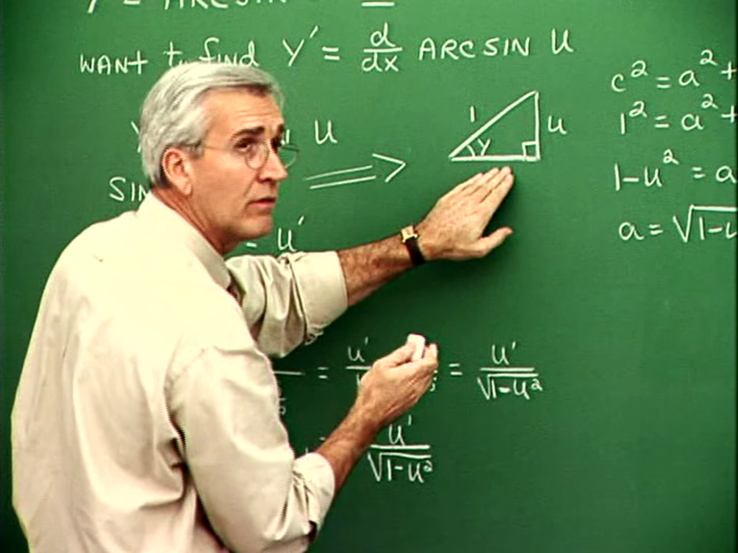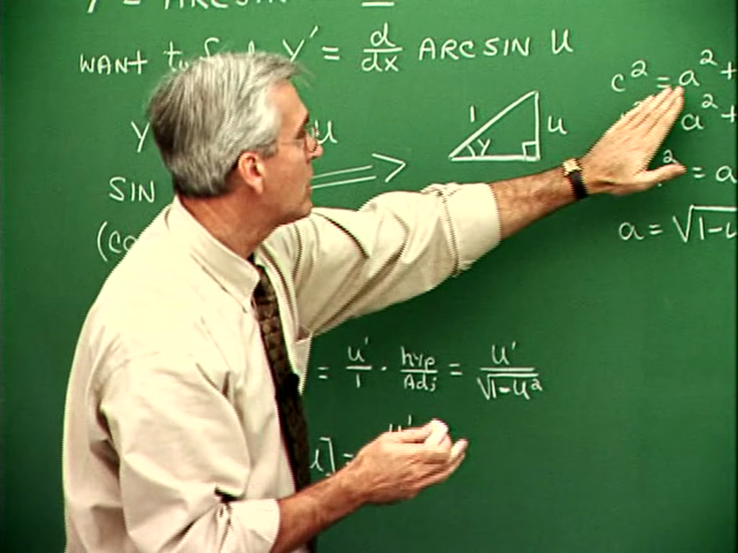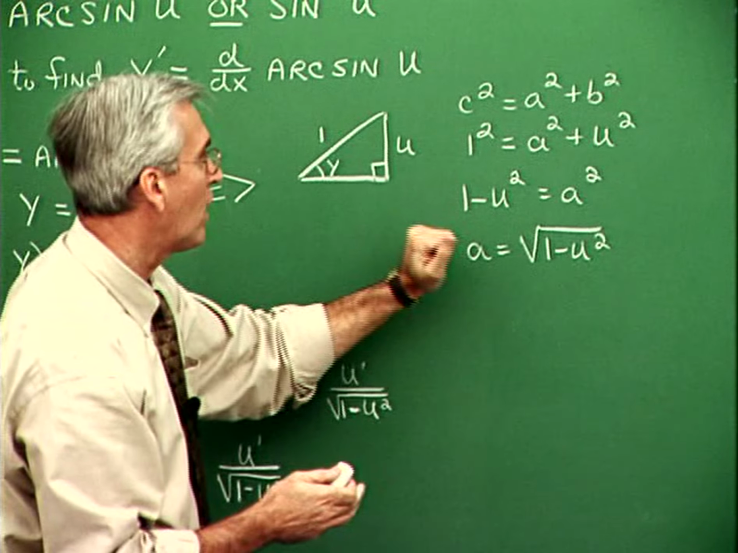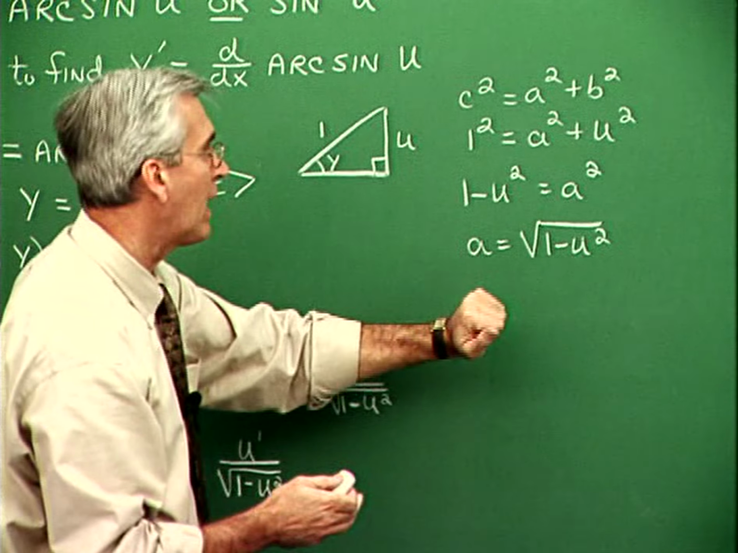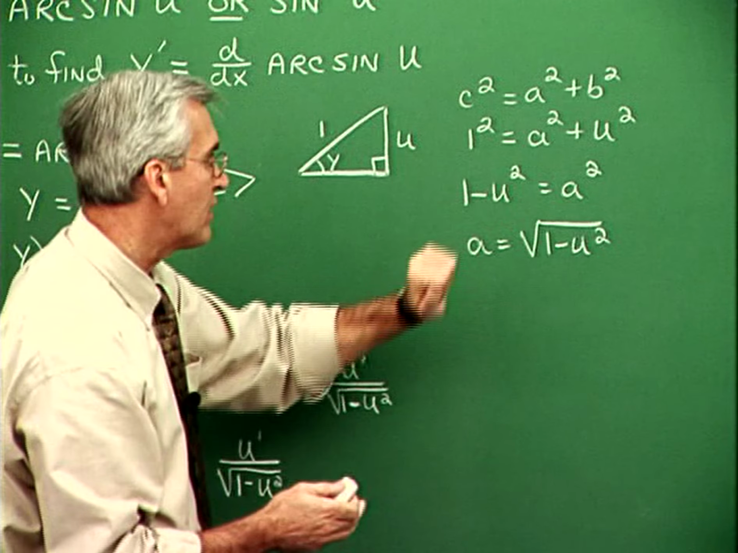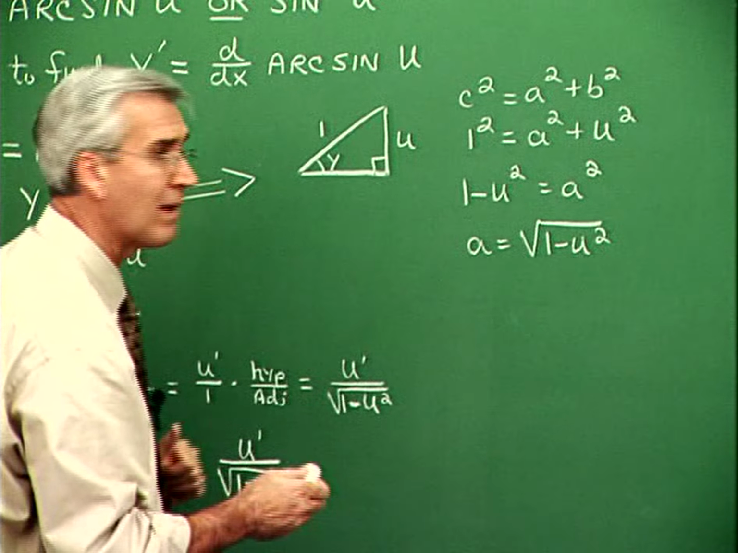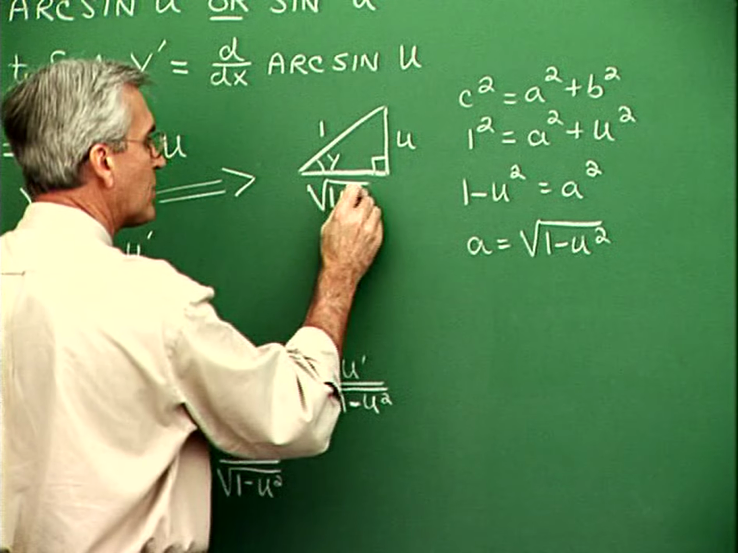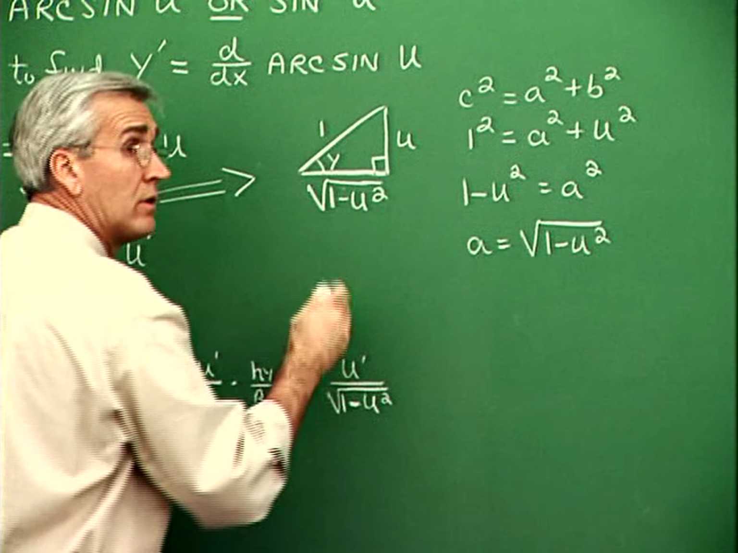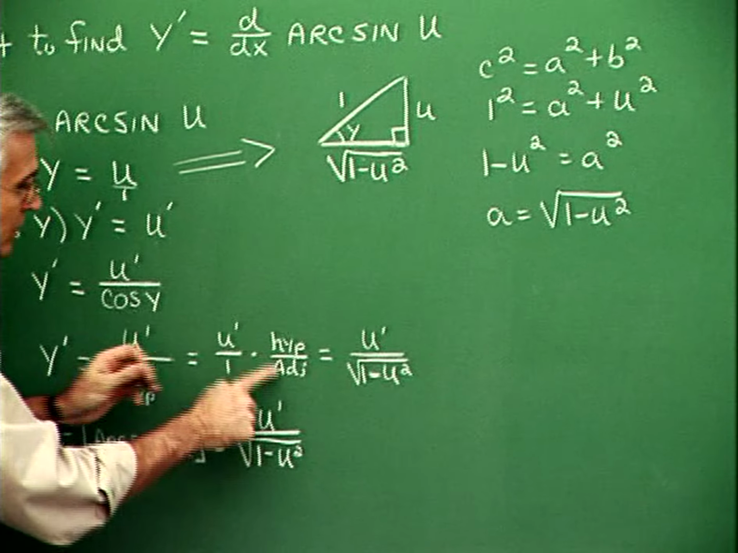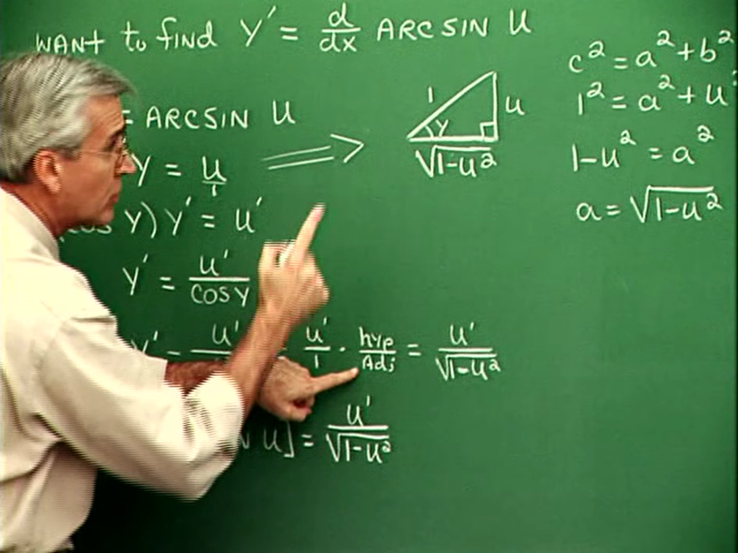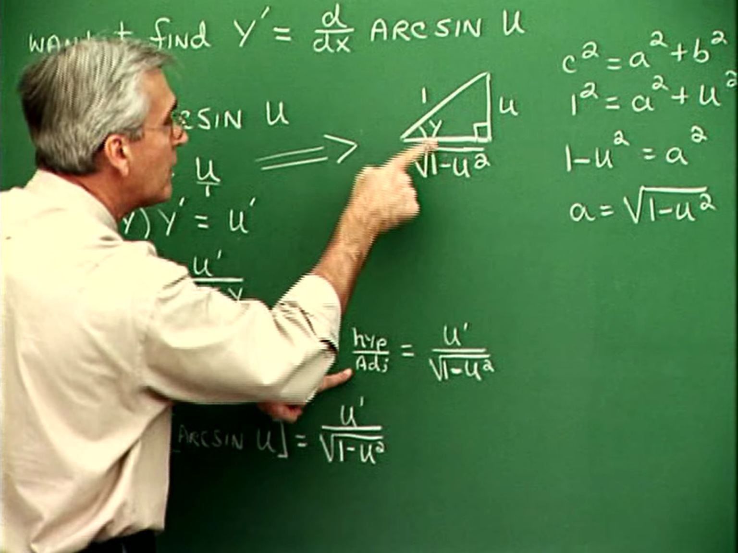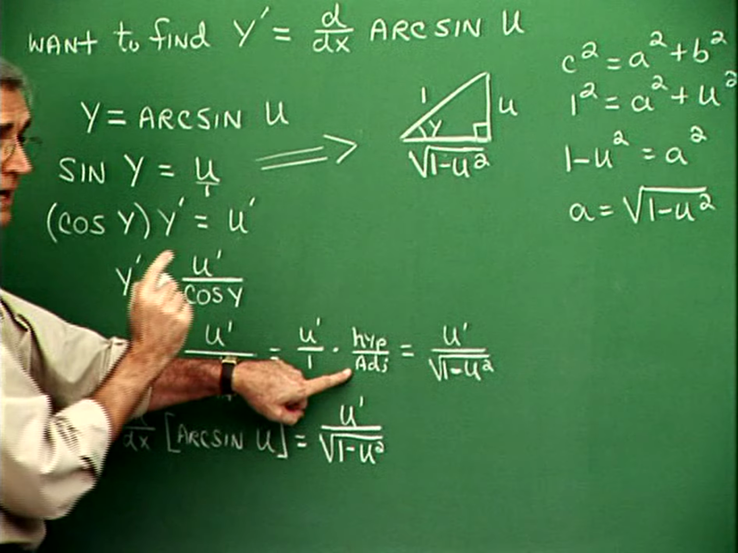Now we're thinking about ratios of sides. We're going to need the third side here. So we use the Pythagorean relationship. The hypotenuse is 1, so 1 squared is a squared plus u squared, or 1 minus u squared is a squared. A then is the square root of 1 minus u squared. So a, this side, is the square root of 1 minus u squared. So when we talk about hypotenuse over adjacent from the perspective of this angle y, the hypotenuse is 1, the adjacent side is the square root of 1 minus u squared.